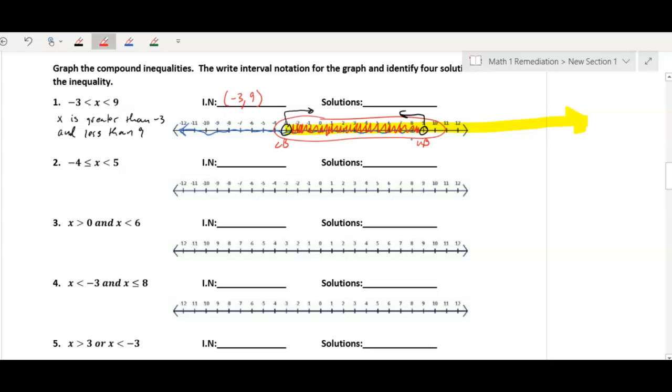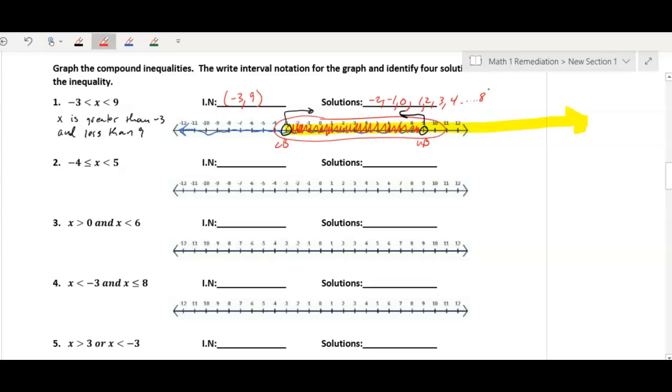It's telling me right away that it goes from -3 to 9. Some solutions I can include, some solutions to this would be any of the numbers in the shaded region. -2, -1, 0, 1, right? 2, 3, 4, all the way up to 9.